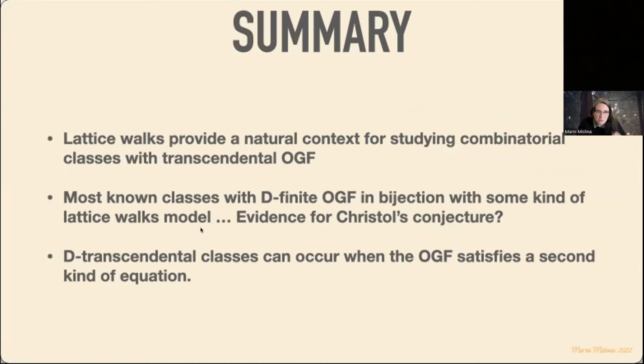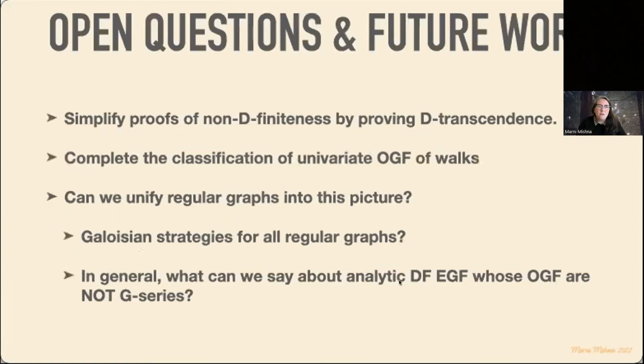And finally, I just want to emphasize that differentially transcendental classes occur when your ordinary generating function satisfies a second kind of equation. Okay, so there's lots of future work, simplifying proofs, a lot of proofs that people have done to show things are not D-finite. They're digging into singularities, showing the singularities don't cancel, and it works, but sometimes it's not very enlightening, actually. Whereas I find if we can find the good operator, which shows you that functional equation that shows you're differentially transcendental, I think that's much neater. I think that's a much better picture.